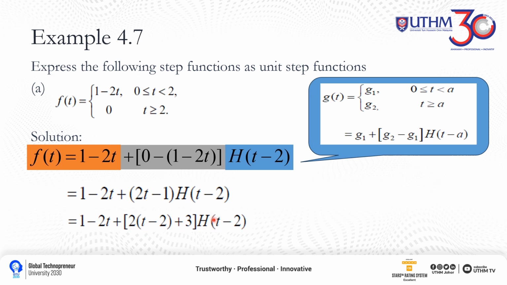Since we have the u(t minus 2) here, the t is substituted with t minus 2. But the original value is 2t minus 1, so we have to factorize it. We substitute first t minus 2. But if you multiply in, you get 2t minus 4. This is not the original value. The original value is 2t minus 1. So you have to plus 3 to get the value of negative 1.